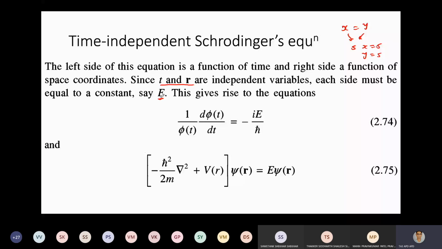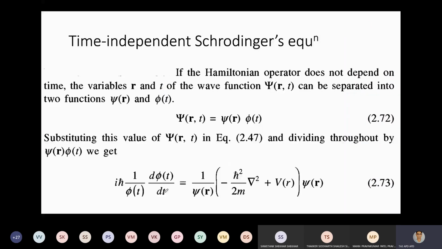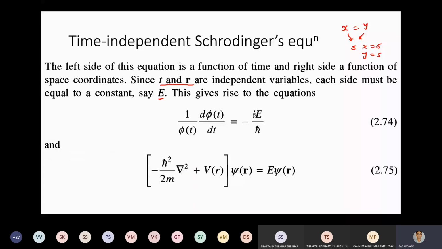So if you substitute the right hand side or left hand side, both equal to this constant E, in this expression, then what do we get? That d phi by dt is equal to, so this whole expression goes on the right hand side. Let me just write it over here. So if this is equal to E, then d phi by dt is equal to 5 times E divided by i h bar. Now i h bar, so it is written as minus 1 upon i.